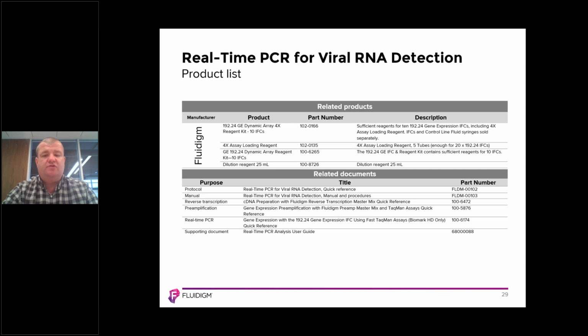Other components are also shown here, in particular the 4X assay loading reagent and some of the bulk components that may be required as well. Again, please check with your Fluidigm account manager on what you need. Other documents are shown at the bottom of this slide, such as our real-time PCR for viral detection quick reference card, the manual, and the product inserts for the reverse transcription and the preamplification master mix, as well as the 19224 IFC.